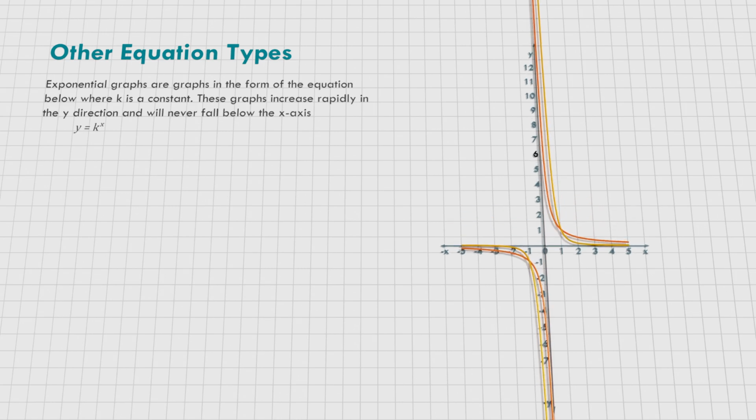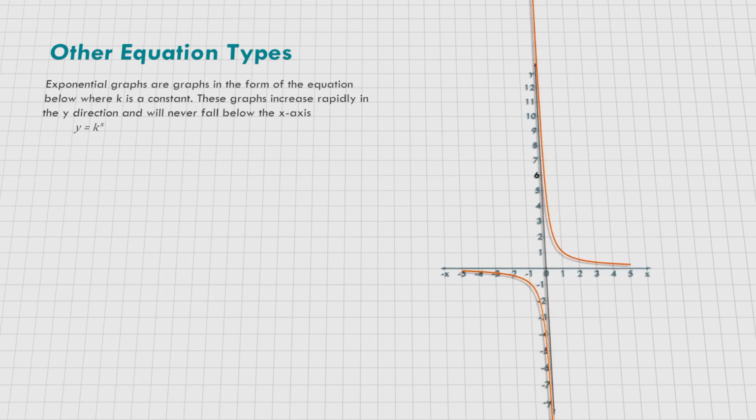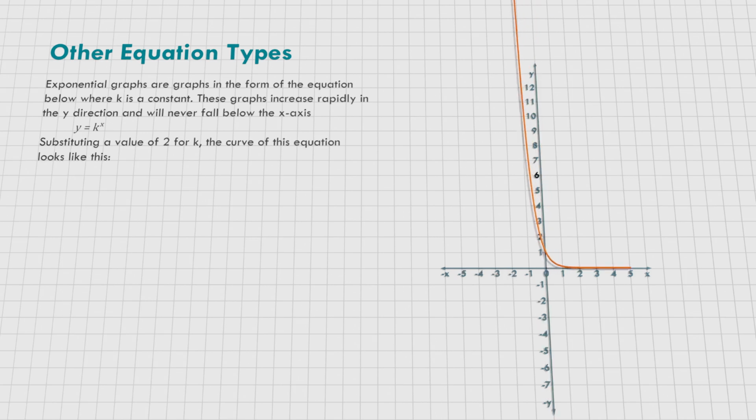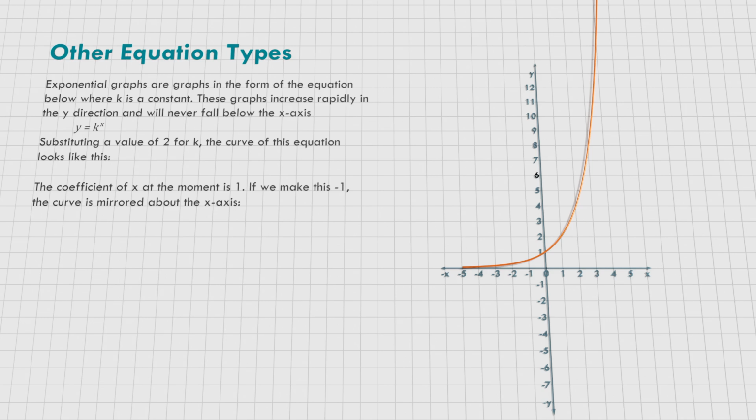Exponential graphs are graphs in the form of the equation below, where k is a constant. These graphs increase rapidly in the y direction and will never fall below the x-axis. y equals k raised to the x. Substituting a value of 2 for k, the curve of the equation looks like this. The coefficient of x at the moment is 1. If we make this minus 1, the curve is mirrored about the x-axis.